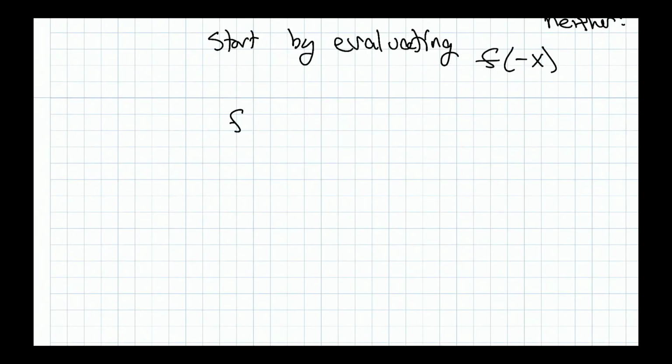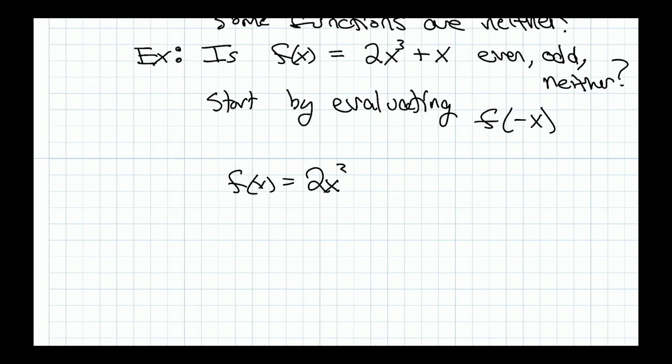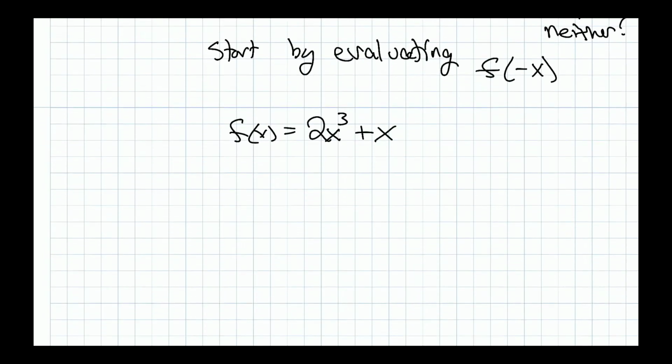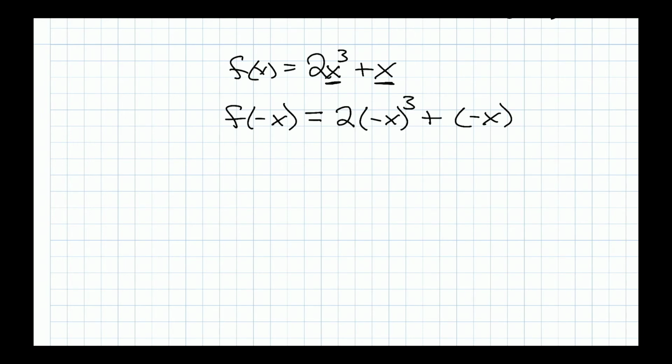So what's f, first of all? I need to write it down so I don't have to keep scrolling up. So f of x is 2x cubed plus x. All right, so that's my function. Now what I want to do is evaluate f of minus x like I said. Well, f of minus x is replacing all of the x's with minus x. So you have 2 times parentheses minus x cubed plus minus x. Now when you work out f of minus x, make sure you use parentheses like I just did. Otherwise, you're going to make sign errors.